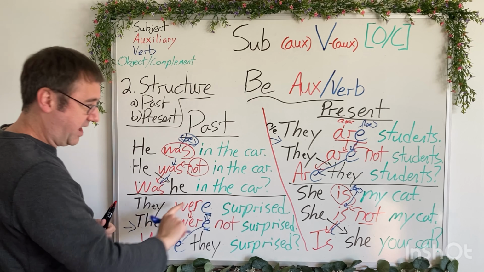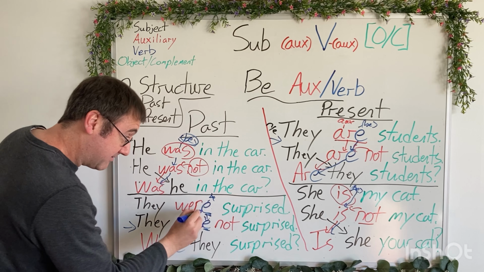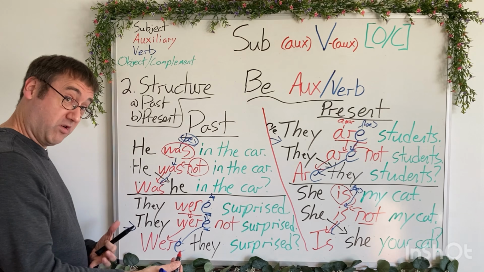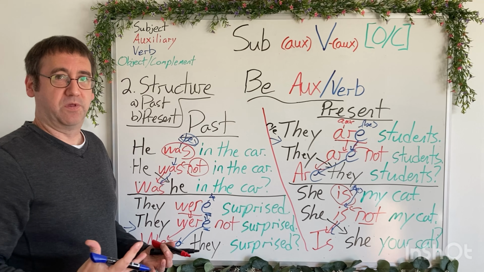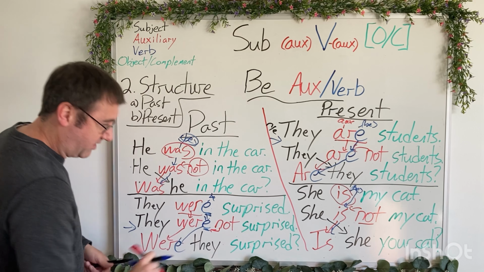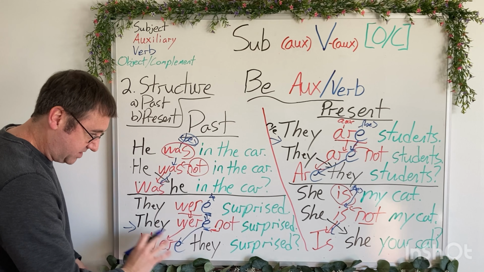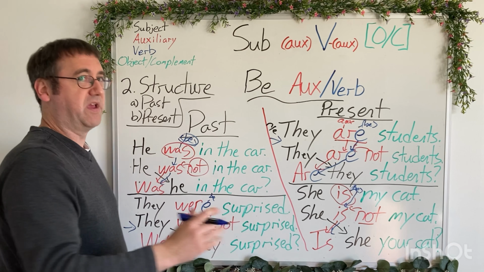So here we go. They were surprised. What's the verb? Well, the verb is be. And the auxiliary is the spelling change: were. They were surprised. Past truth. Okay? If I want to add the negative, it joins on to the auxiliary. They were not surprised. And then to switch the subject to make the question, were they surprised?